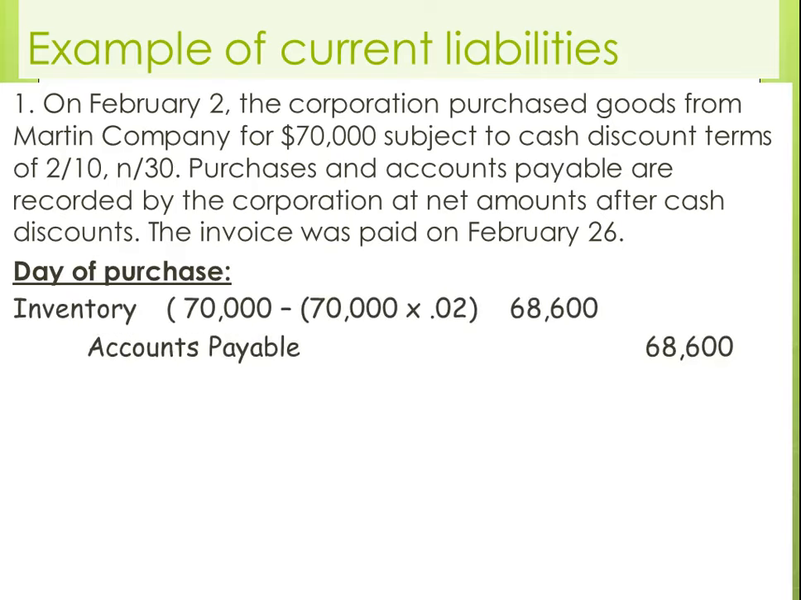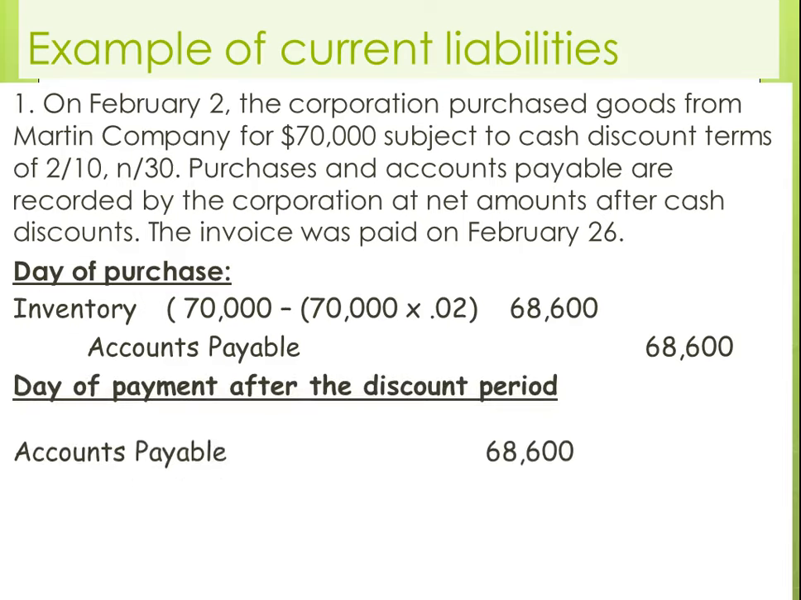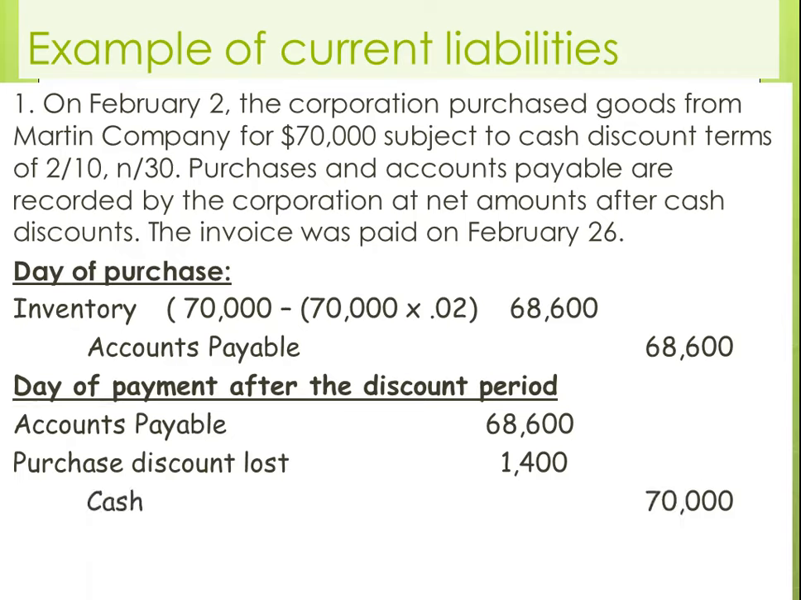So on the day of the purchase, we're going to book the inventory at net, which means we're going to back out the 2%. Then when we actually pay it, which is after the discount period, accounts payable will be reduced by the $68,600. Purchase discount lost would be set up, which is an expense account, and then the cash.